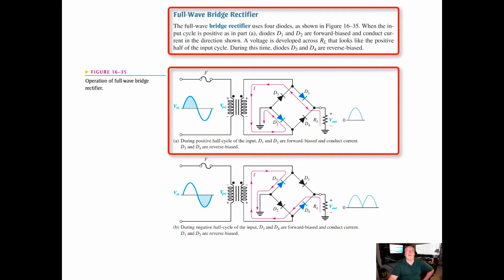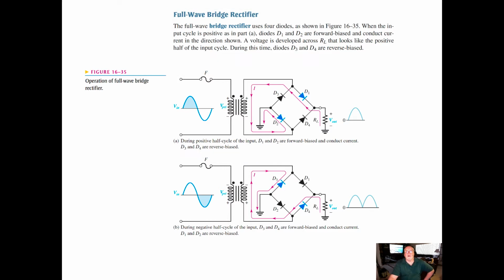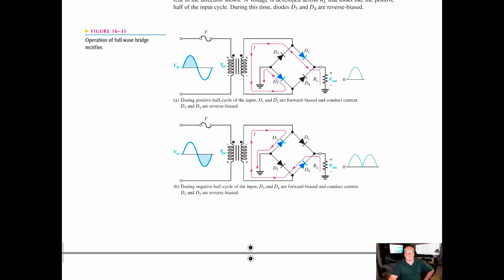When the input cycle is positive, as in part A, diode 1 and diode 2 are forward biased and conduct current in the direction shown. A voltage is developed across the load resistor that looks like the positive half of the input cycle. During this time, diode 3 and diode 4 are reverse biased.